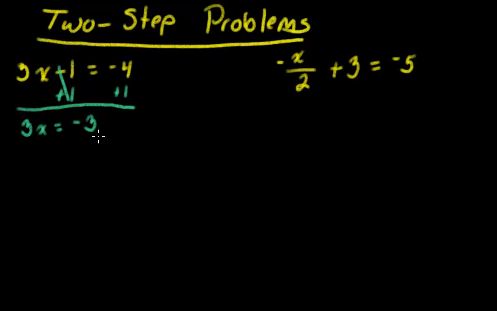Now you want to do the opposite of what's happening here. You want to get this variable by itself. Well, this variable is being multiplied by 3. So you're going to divide both sides by 3. 3 divided by 3 cancels out, and your answer is x equals negative 1.